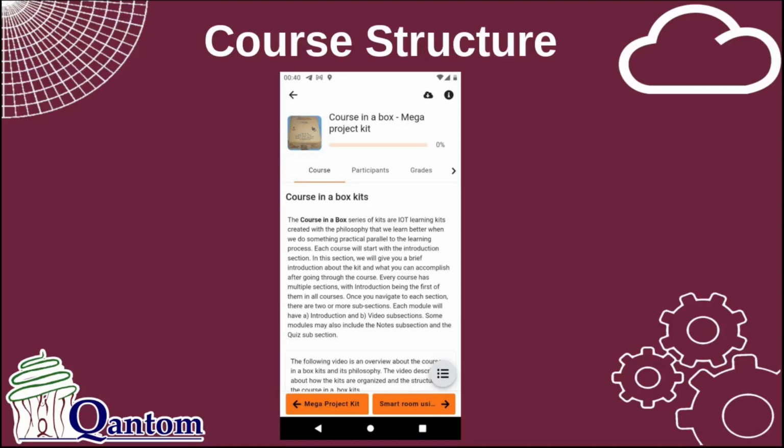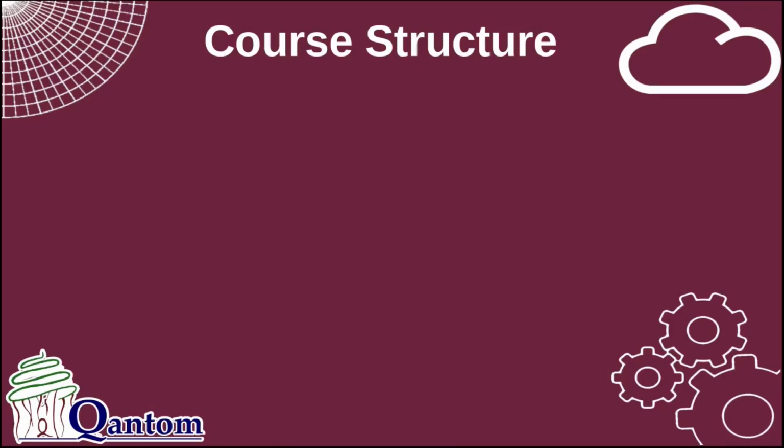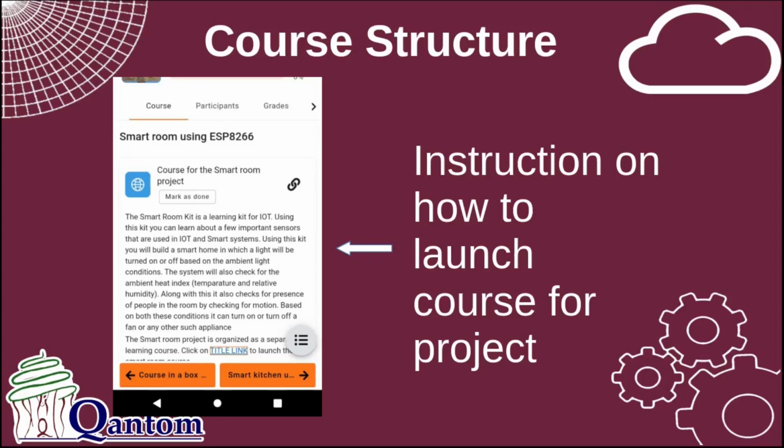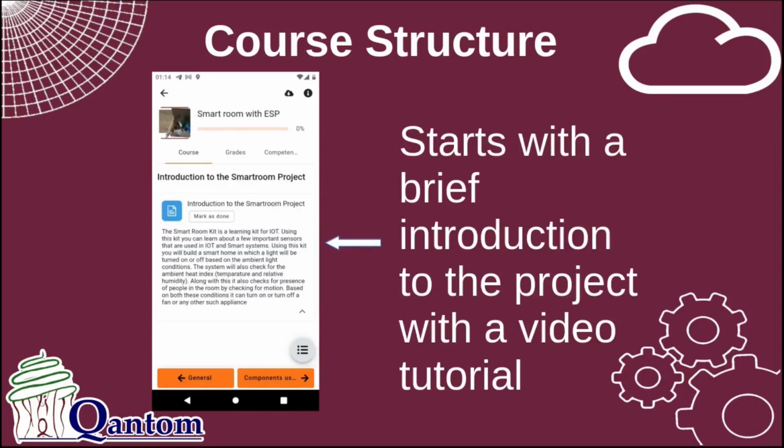As we navigate through the topics of the Mega Project kit, the first topic is a brief introduction about the Course in a Box kits, which is nothing else but this video itself. The next topic is titled Smart Room using ESP8266. We have a brief explanation about the Smart Room project. Clicking on the topic heading takes you to the main page of the course for the Smart Room with ESP. The course for each kit is organized in such a way that you will be able to start working on the kit as you navigate through the course.